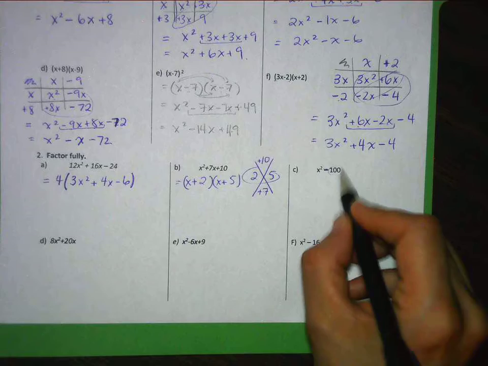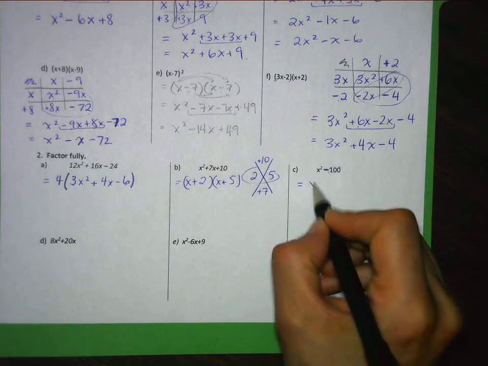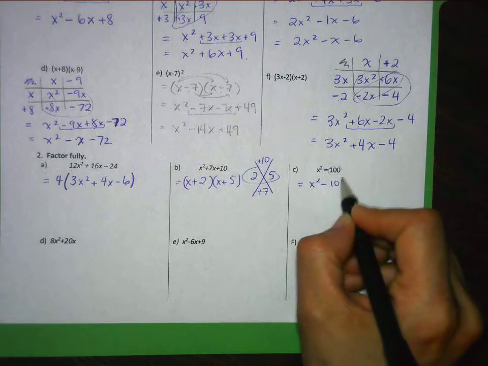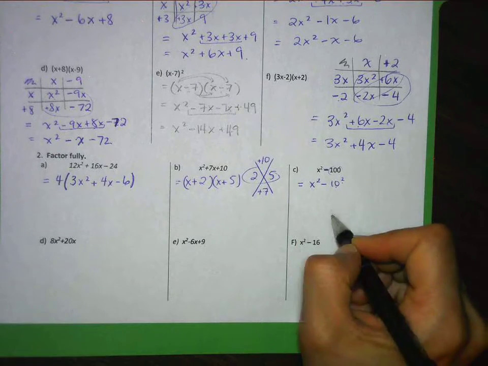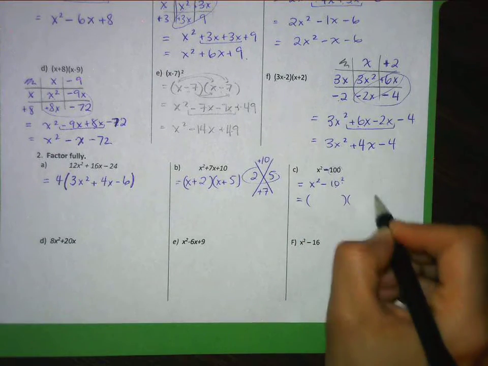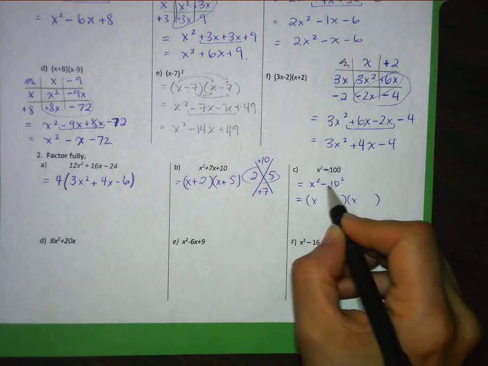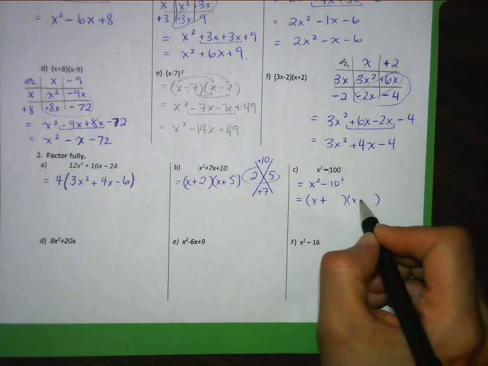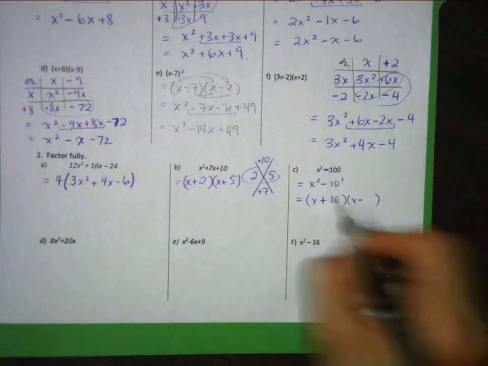Now this one, there's no x term, and there's a negative there. Difference. Is this a perfect square? It sure is, because 10 times 10 equals 100. So here we go, x and an x. It's a difference of squares. This is one where there's a plus and there's a minus, and a 10 and a 10.